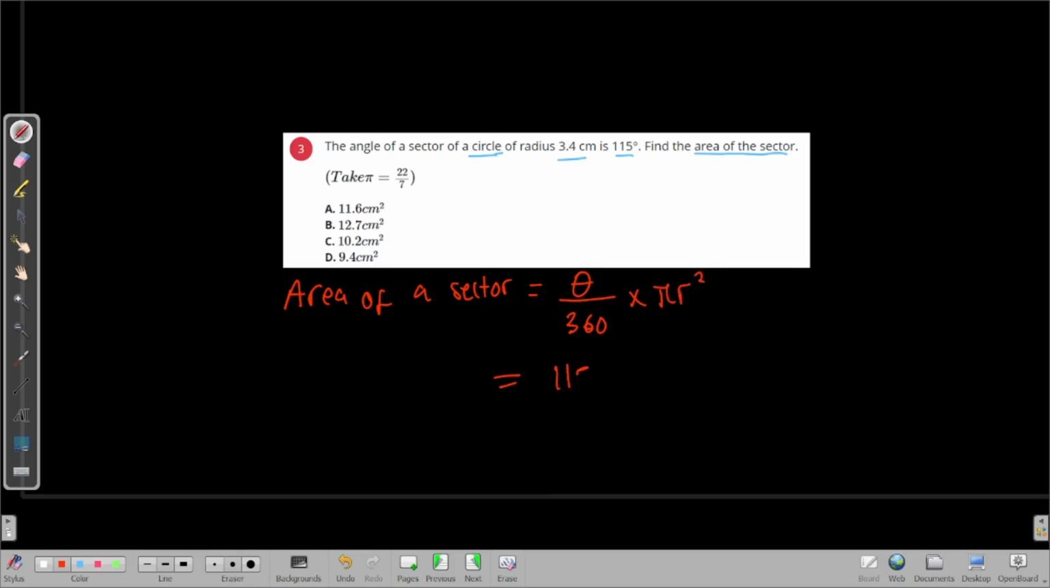That is 115 divided by 360 times 22/7 times 3.4 squared. So you can use your calculator to evaluate this. Okay, so this gave me 11.6 centimeters squared. So that will be option A. So this is a very simple question.